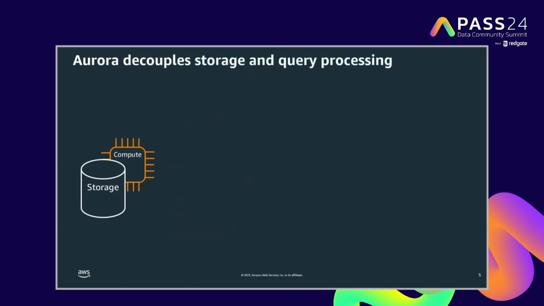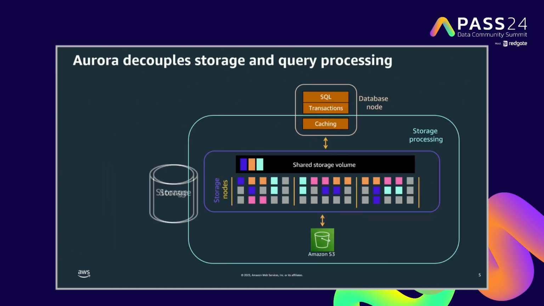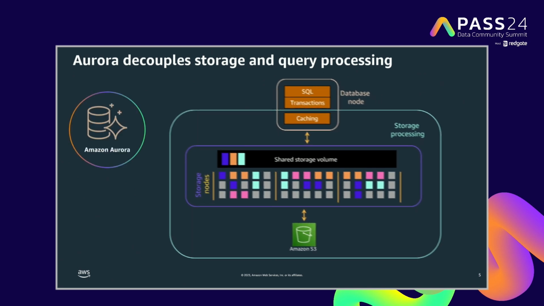Let's look at the Aurora architecture at a very high level. In some of the on-premise environments, the storage and compute are coupled together. The problem with this coupled architecture is that if you want to upgrade your database, then you have to upgrade your entire storage along with your compute. But on the cloud in general, the storage and compute are always decoupled.